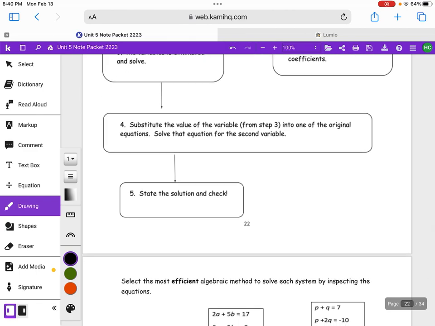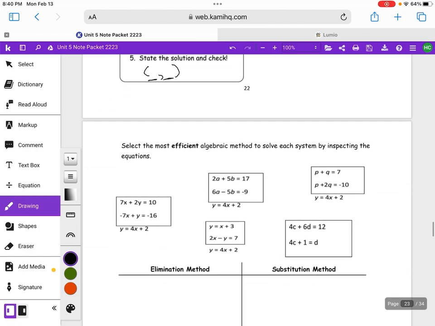Please make sure in the end that you still state the solution as a coordinate pair, so it should be x and y, and then check your answers. Okay?